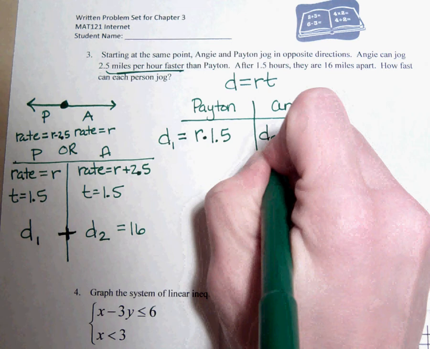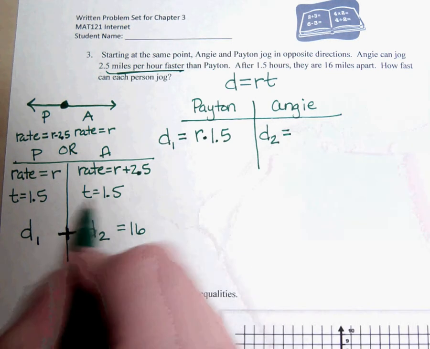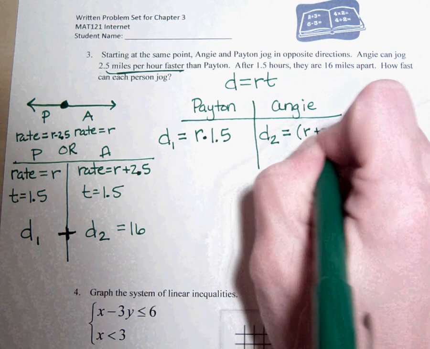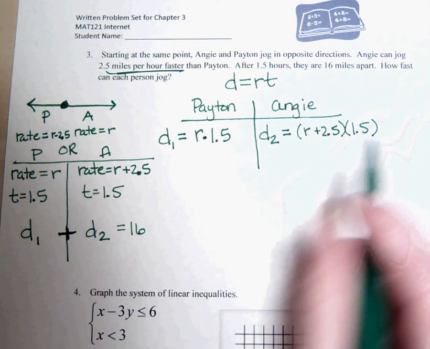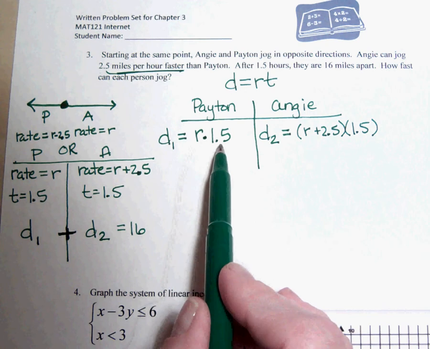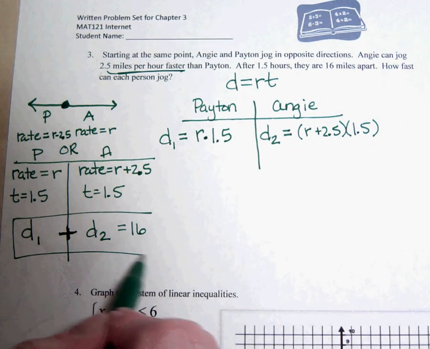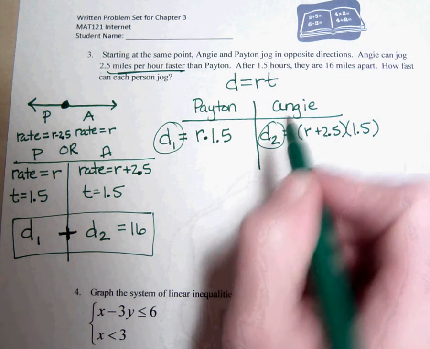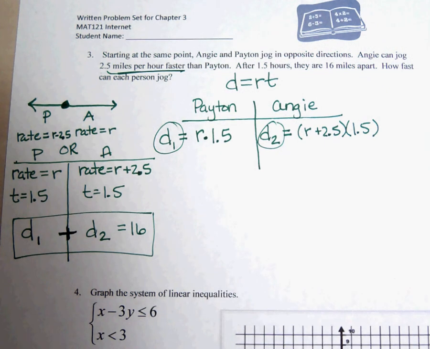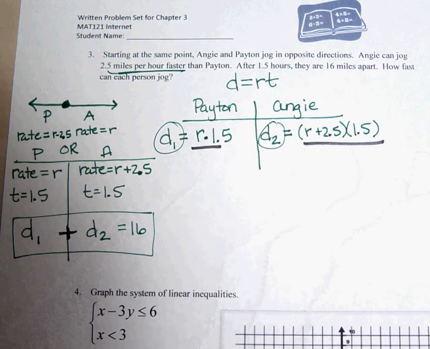Angie's distance, we'll call her distance 2. Now her rate, we're going to use the r plus 2.5 times the time, which is also 1.5. So here's the rate times the time, and again the rate times the time. And then let's go back over here. We know that the first distance plus the second distance equals 16. So I'm going to take this plus this and set it equal to 16, except I'm going to use these expressions and add them together.